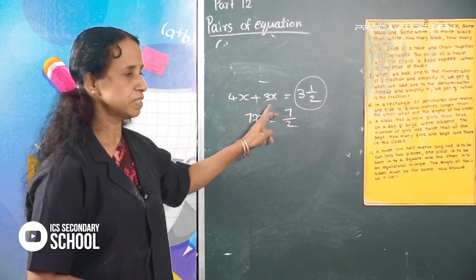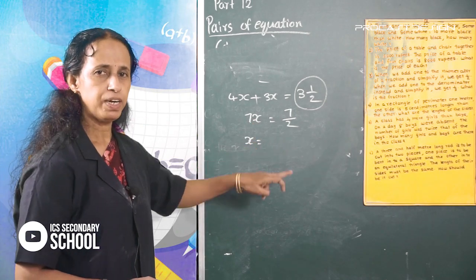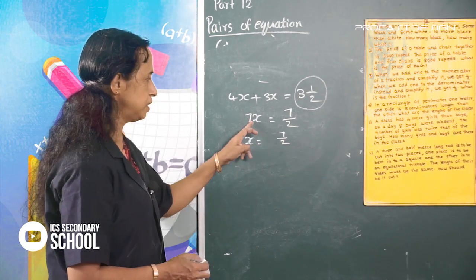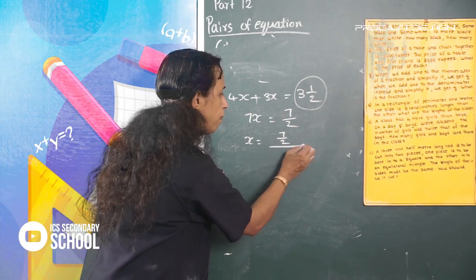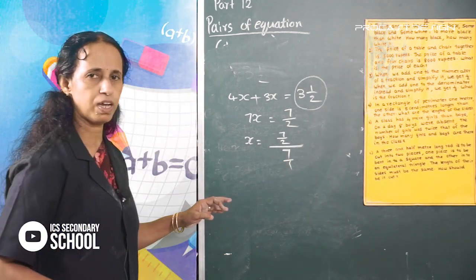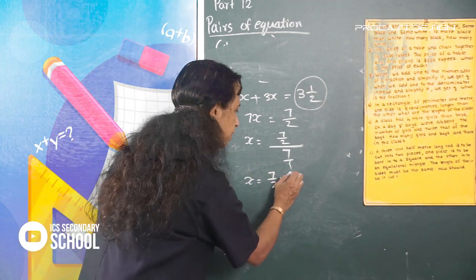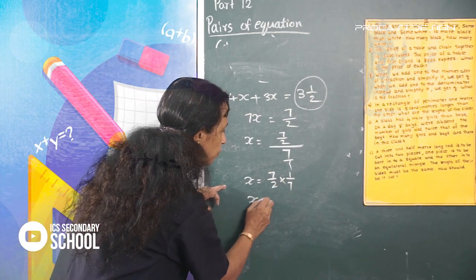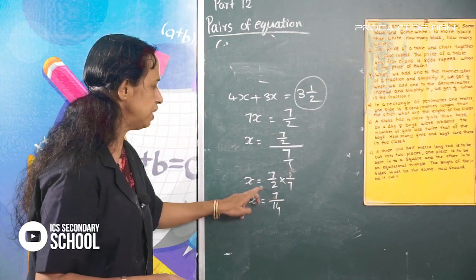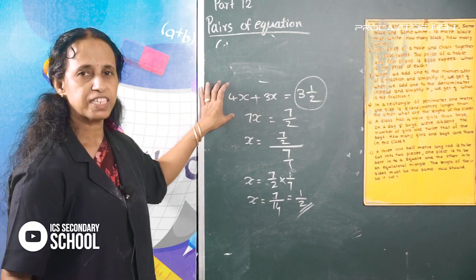7x is equal to 7 by 2. x is equal to 7 by 2 divided by 7; multiplication changes into division. 7 is not a fraction, so convert it into a fraction by writing 7 by 1. x is equal to 7 by 2 into the reciprocal of 7 by 1, which is 1 by 7. x is equal to the product of numerators by the product of denominators: 7 by 14. 7 into 1 is 7, 2 into 7 is 14, which is equal to 1 by 2. So x is equal to 1 by 2.